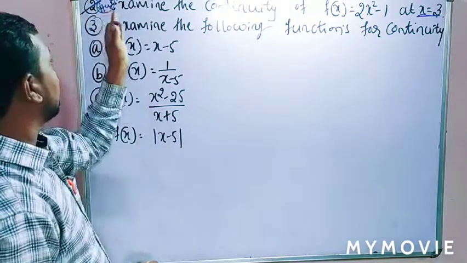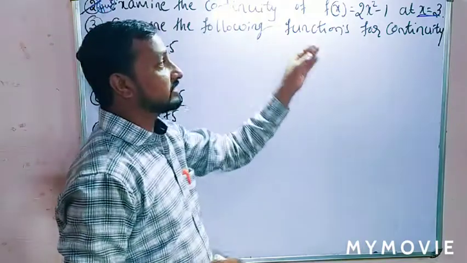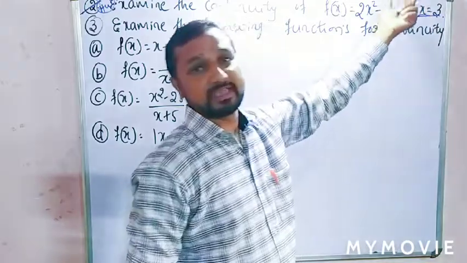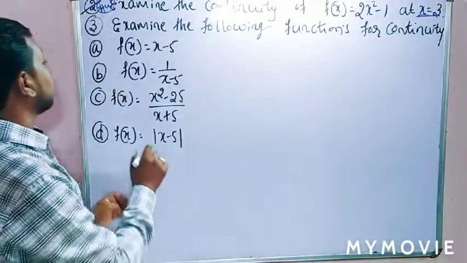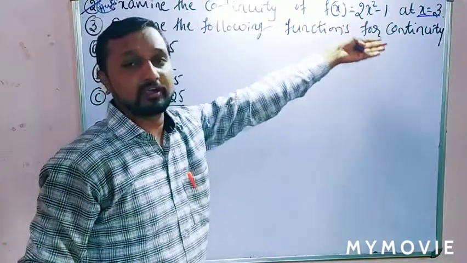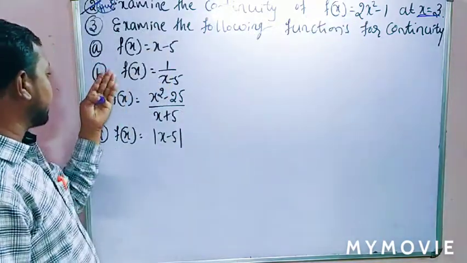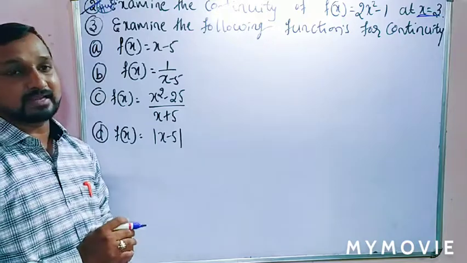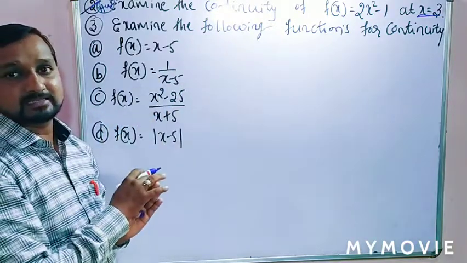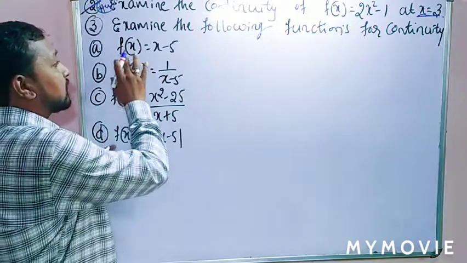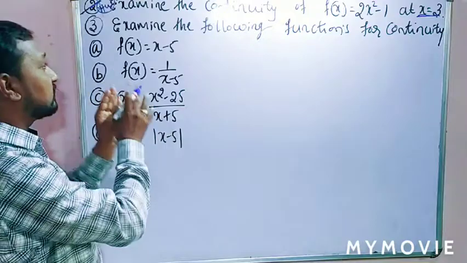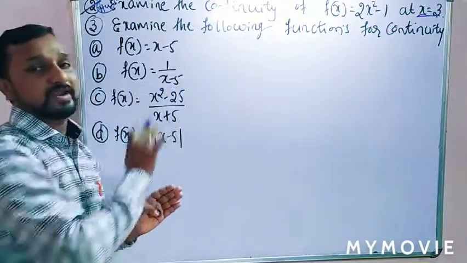Okay. So the first one and the second one have the function at the particular point x equal to 3, that is x equal to c. Here see that in example number 3, examine the following functions for the continuity. That is a, b, c, d. There are 4 examples. This type of example we solved in the previous class. So here f of x equal to 1 divided by x minus 5. In this example only the function is given, not a particular point.